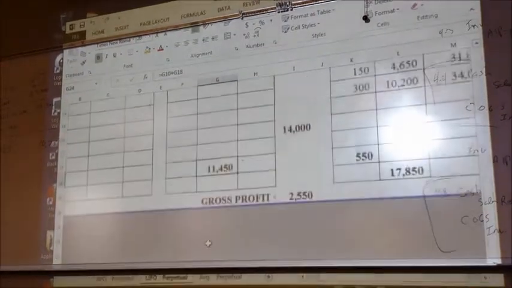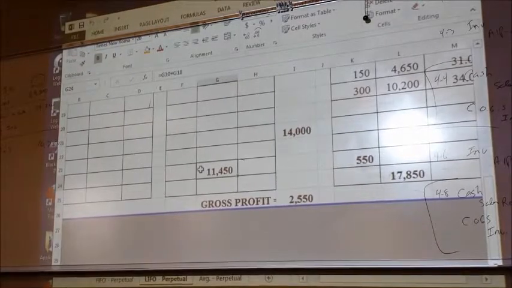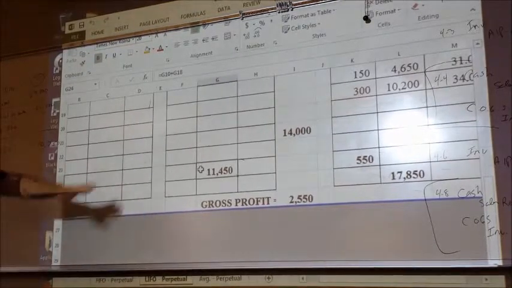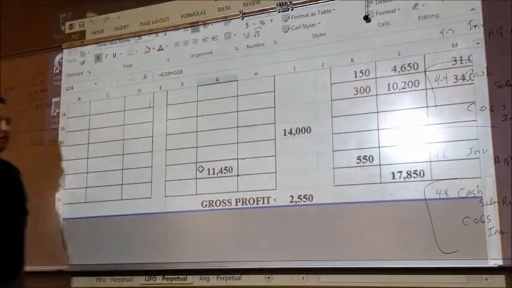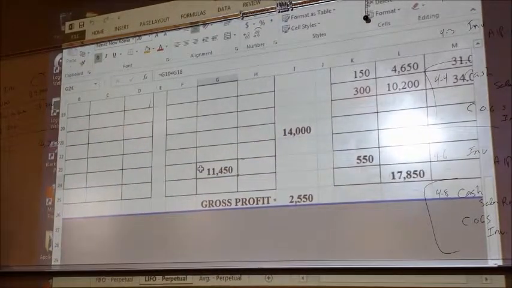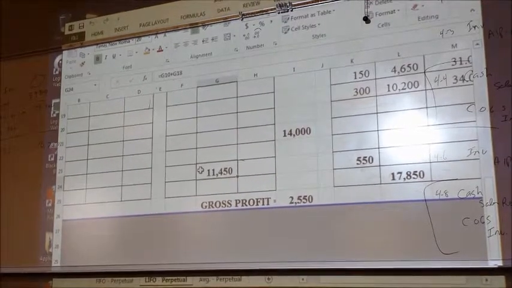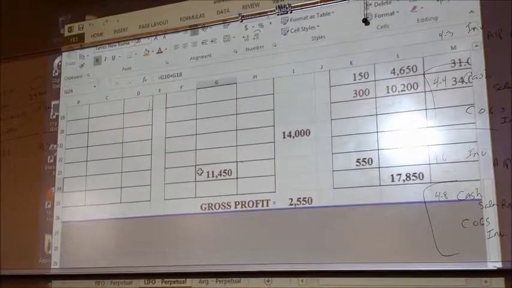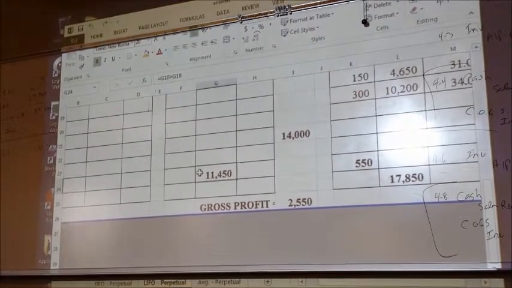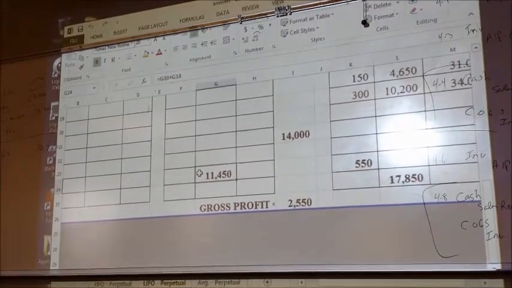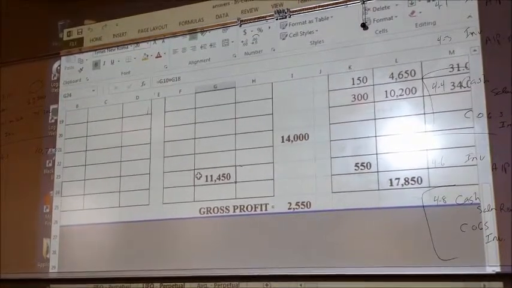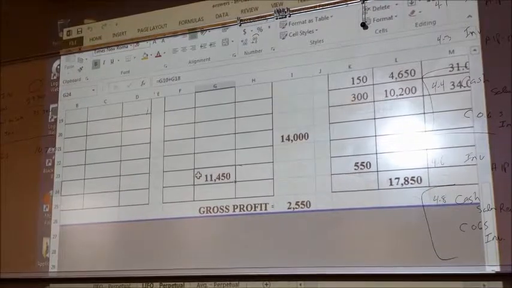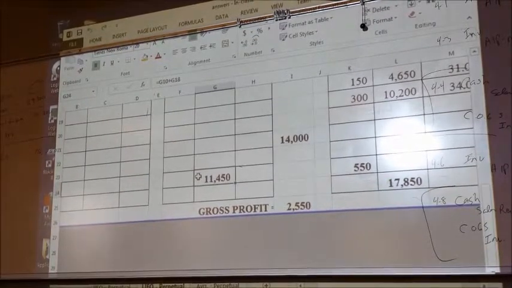Now you can figure out your final numbers. Notice the sale price didn't change. It doesn't matter what inventory method I use, I still brought in $14,000 in sales. However, my cost of goods sold did go up. Gross profit did go down. Therefore, I'm paying a little bit less tax.